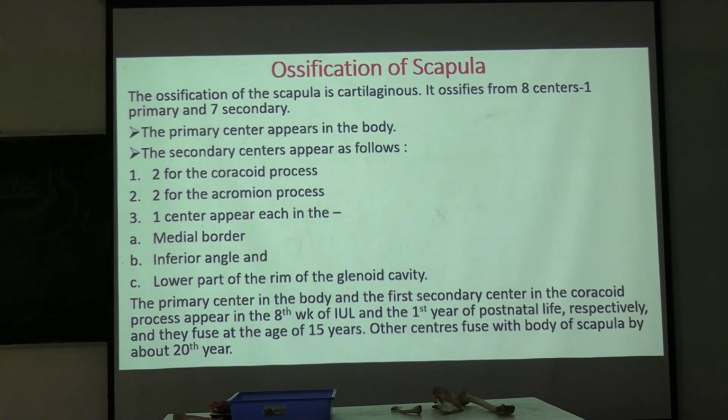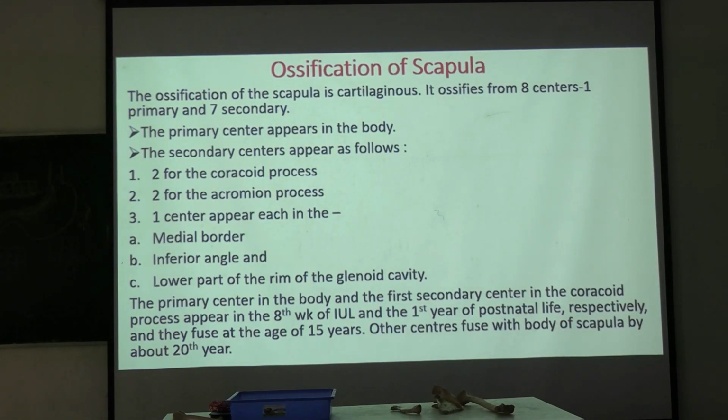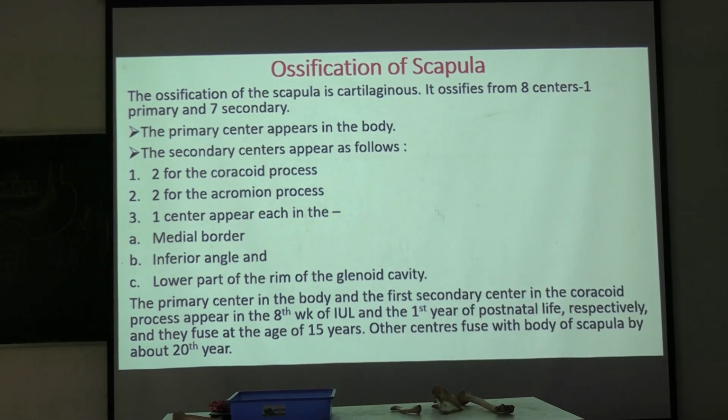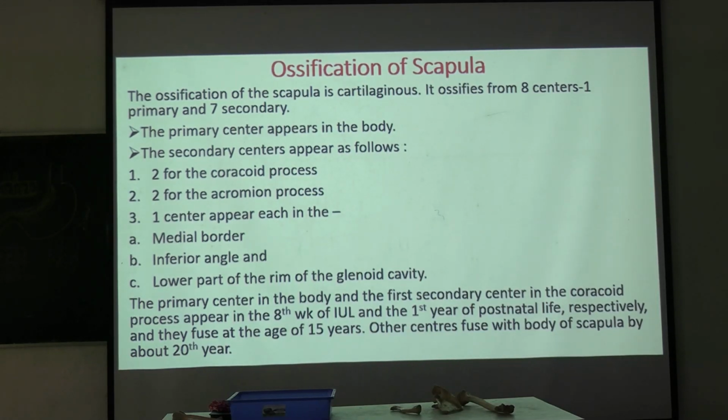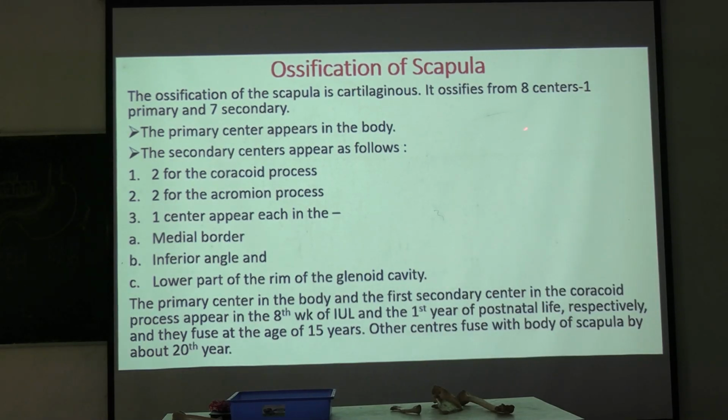Next we are going to discuss ossification of the scapula. Ossification of the clavicle is very important, and a why question comes. For this ossification, you can remember the number of centers, not frequently asked. Again, humerus ossification is very important. The scapula is cartilaginous and ossifies from 8 centers: 1 primary center and 7 secondary centers.